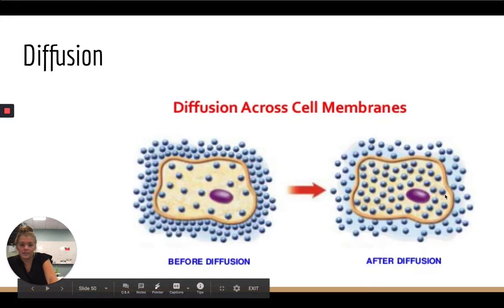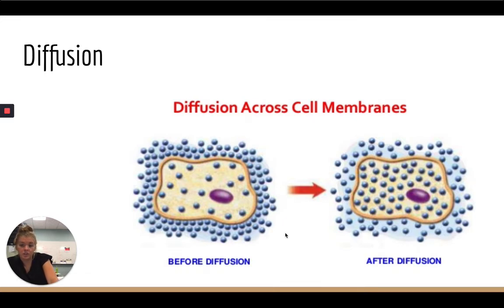So again, diffusion is just things moving across the membrane from an area of high concentration to an area of low concentration. And you should have seen that in your lab you just completed online.